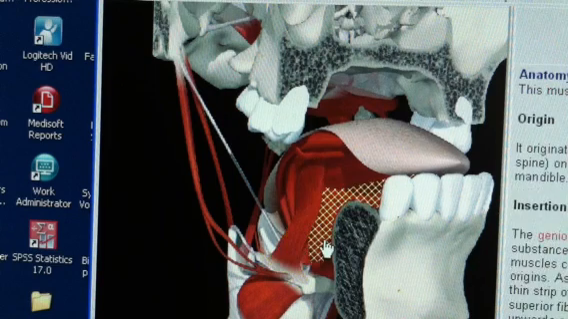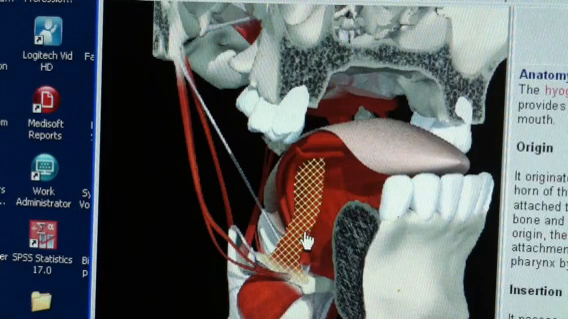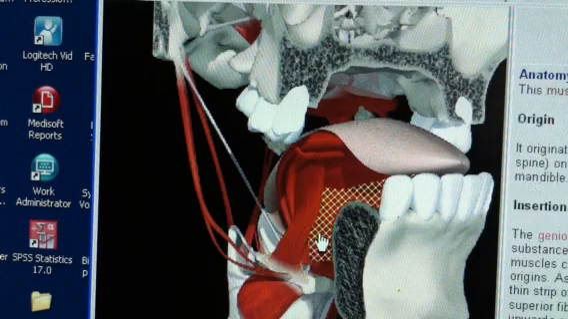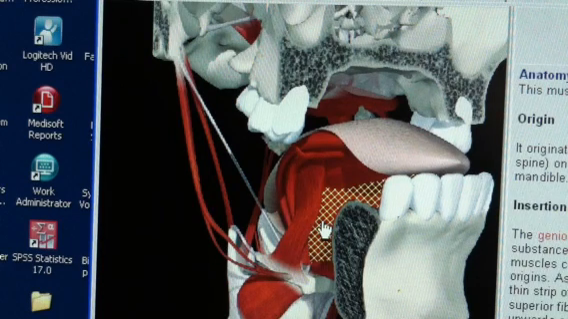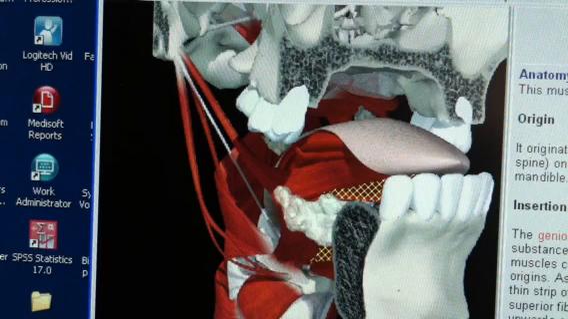These are muscles of the tongue, all right, that you are not responsible for at this point in time, that also can assist with elevation of the hyoid bone. But again, we're not going to discuss these particular muscles until we get to the tongue. So let's go on.